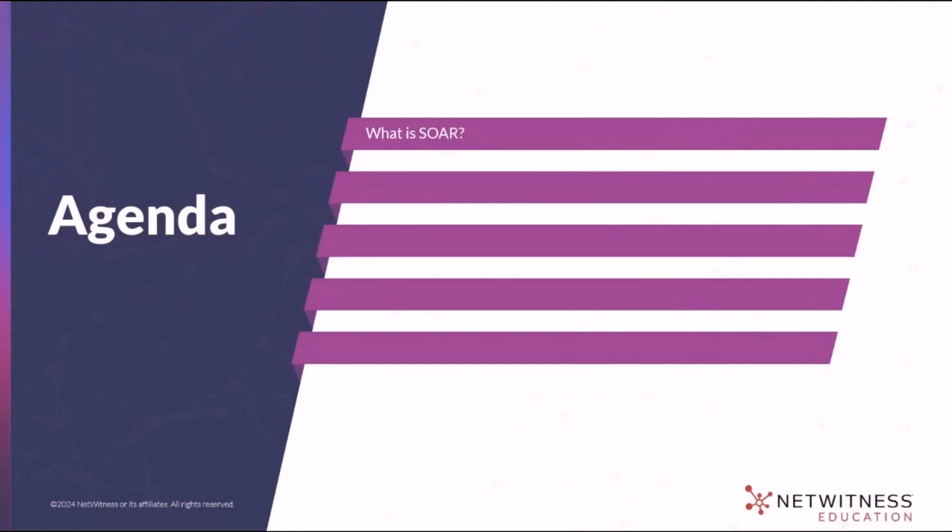So now we'll be moving to the agenda. Here we have 5 topics we'll be discussing today. The first topic is what is SOAR. Then we'll be talking about how Orchestrator and NetWitness work together, discussing a little bit about the Orchestrator architecture. Then we'll talk about the playbook and the workflow.